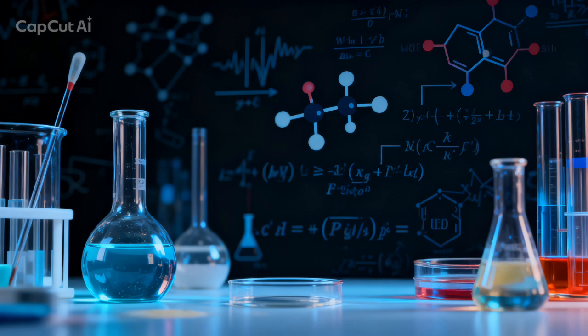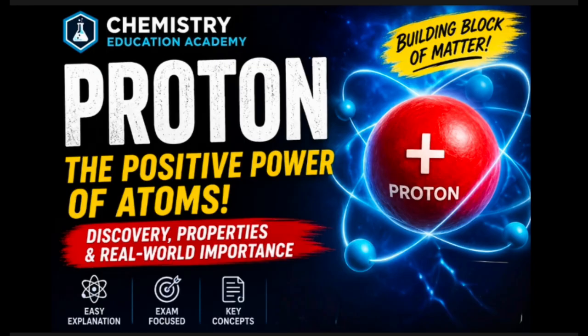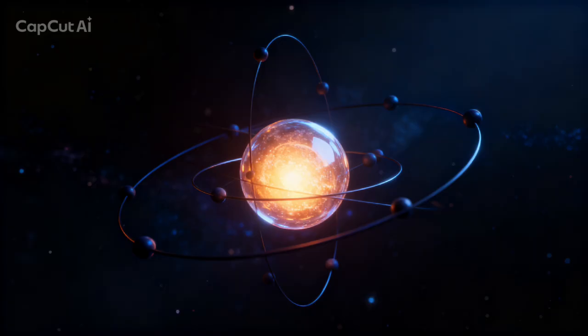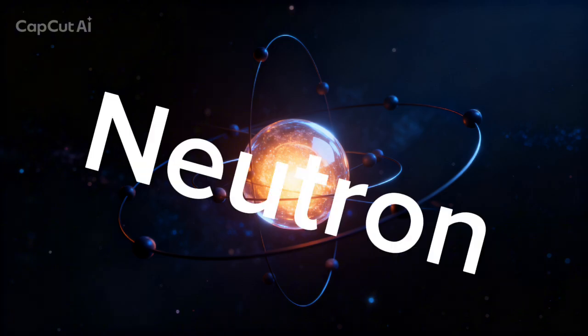If you've watched our previous video on proton and the discovery of proton, then you already know that scientists discovered the positively charged particle inside the atom, but a major question still remained unanswered. If atoms contain only protons and electrons, why is the mass of an atom much greater than the combined mass of these particles? To solve this mystery, scientists made another groundbreaking discovery: the neutron.